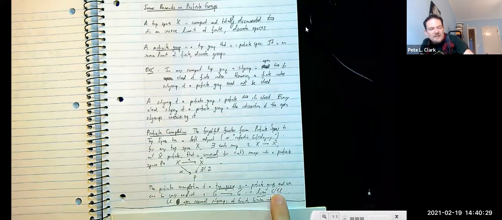If I take the quotient with the quotient topology, this is going to be a finite discrete topological space. And then I take the inverse limit, and that will give you a profinite space. Let me just think for a second. Perfect, yeah, okay. So that's the profinite completion of a topological group.